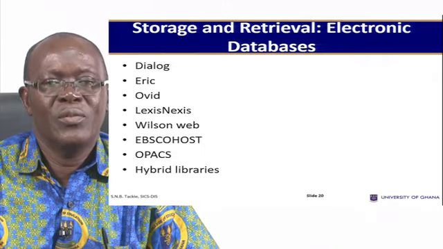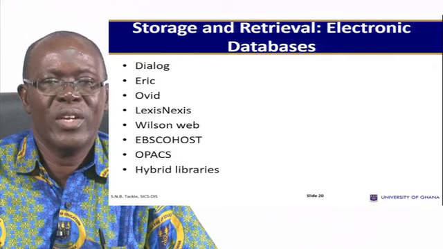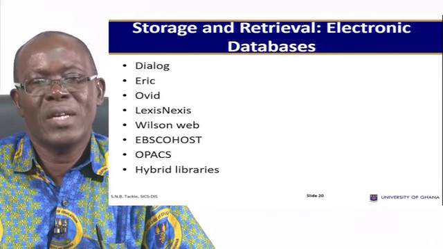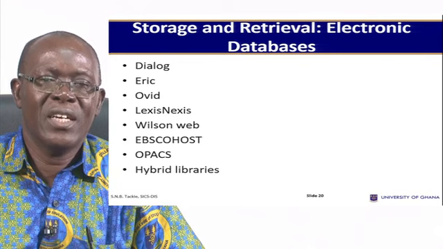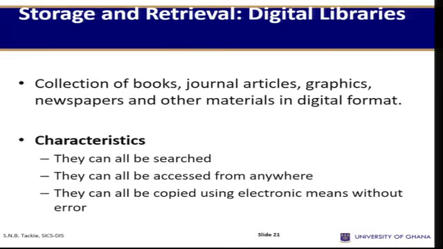Storage and retrieval. In terms of storage and retrieval, we have electronic databases. We have Dialog. We have ERIC, Ovid, LexisNexis. We have EBSCOhost. We have OPACs. We have hybrid libraries, where you have a combination of digital materials and print materials. We have a collection of books, journal articles, graphics, newspapers, and other materials, all in digital format.